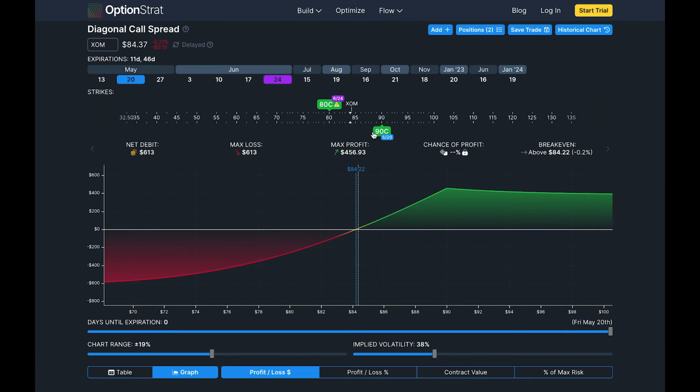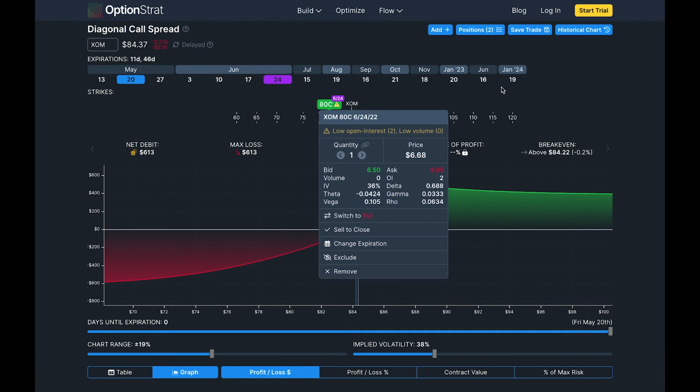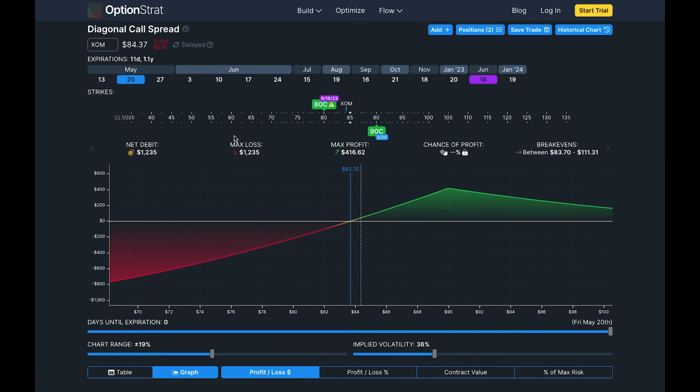The reason it's called a poor man's covered call is because it costs a lot less than buying 100 shares of XOM. So for example, if we took this 80 call and made this a LEAP, so let's go all the way out to June of 2023, so that's over a year, you can see the cost to enter this particular position is $1,235. That is cheaper than buying 100 shares of XOM. XOM is at $84.37, so 100 shares would be $8,437. Obviously, $1,235 is cheaper than that, so it would be a poor man's covered call.